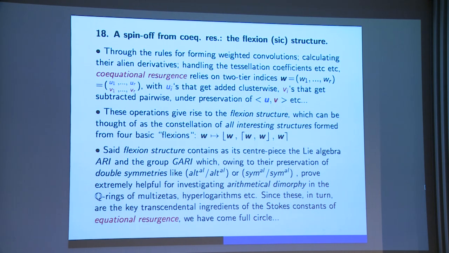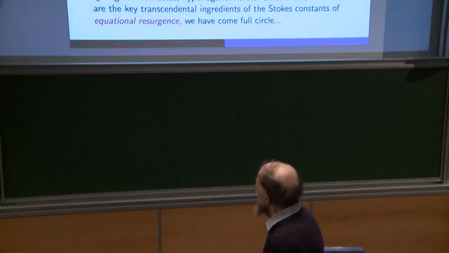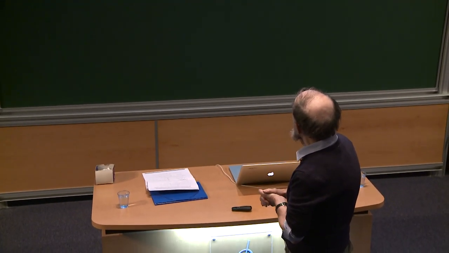This gives rise to the so-called flexion structure. Informally, this is the sum total of all interesting operations which you can obtain by using the four basic flexion operations, which are four flexions which combine the U's and the V's. The W's are two-tier indices, V's and U's, and the flexions combine them, transform them in precisely this way, adding the U's and the V's.